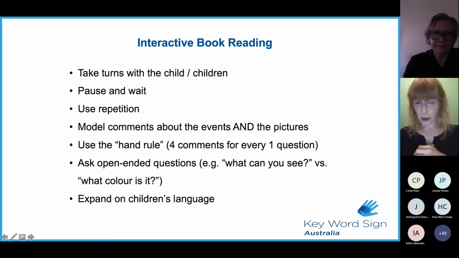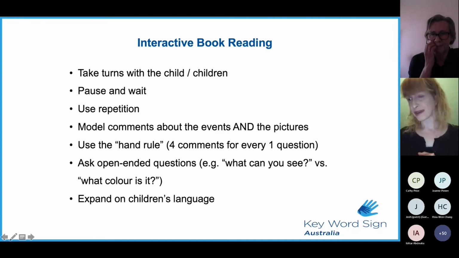We want to make comments as much as possible, both about what's happening in the story and what you can see on the page as well. So making lots of comments can model vocabulary, grammatical structures, and can also model different purposes for communication, which anyone who was in Nicola's presentation this morning would have heard a lot about. Things like making an observation, sharing information, sharing a joke, things that can have absolutely nothing to do with the story, but is just communication that's happening between the two of you.